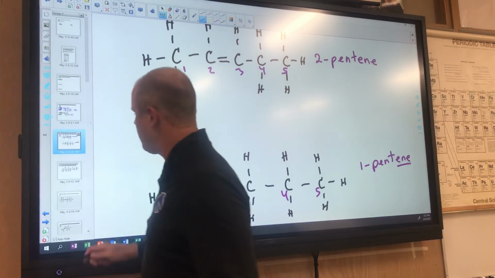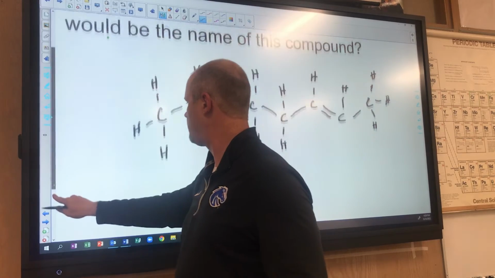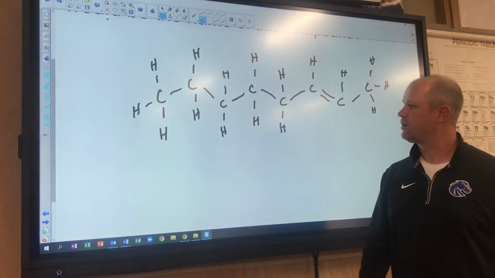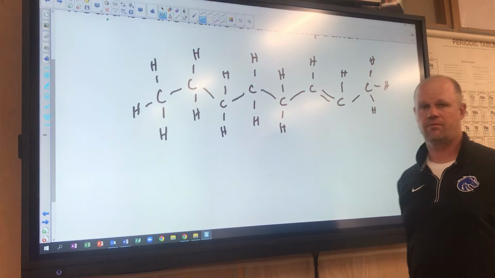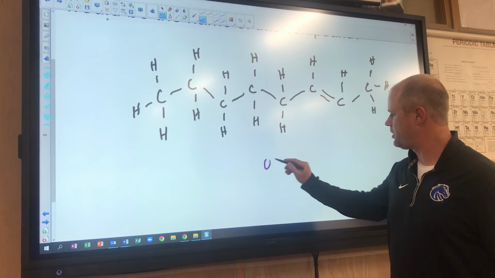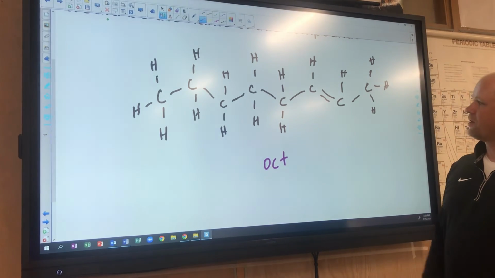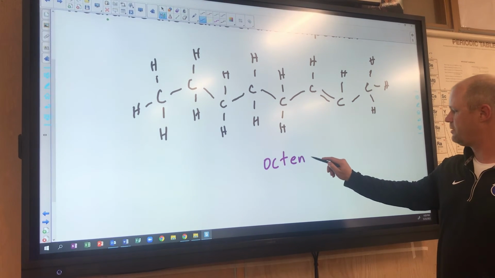Last thing we'll take a look at is one practice thing. Okay, I want you to look at this molecule. It's zigzagging all over the place. Don't worry about that. Count the carbons. 1, 2, 3, 4, 5, 6, 7, 8. Okay. So I have oct. Now, I look at this and go, hey, there's a double bond, so it's octene instead of octane.